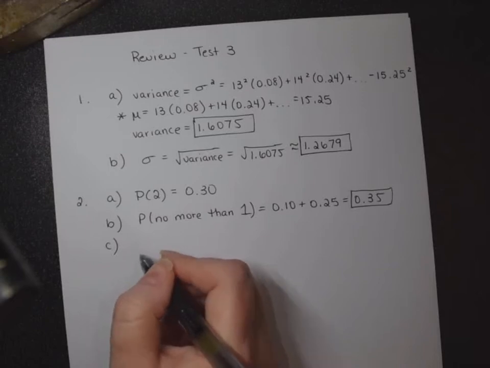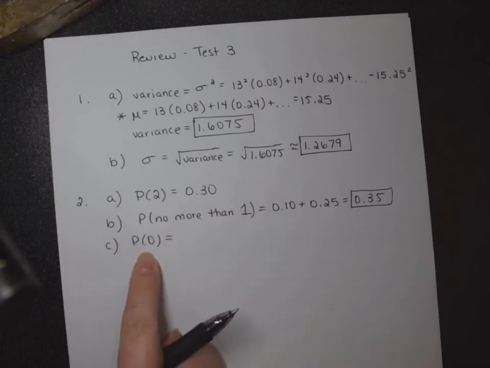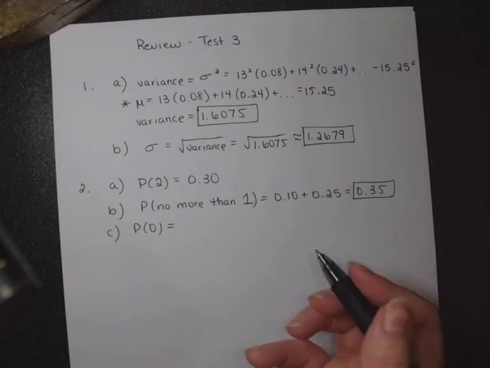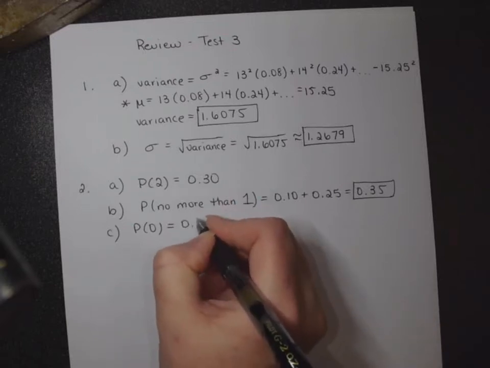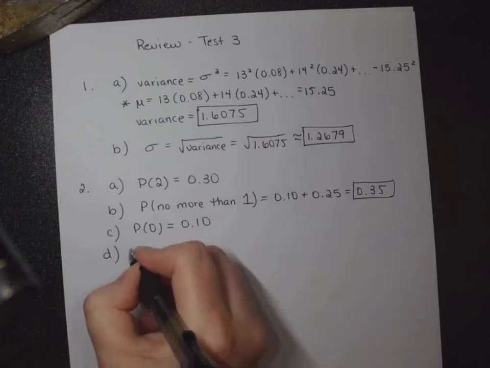Part C is find the probability that no one is in line. In other words, the probability of 0. Make sure you know how to write these probability statements. It's capital P and then of whatever event you're trying to determine. So the probability of 0 would just be what's listed on the chart. The probability of at least 3.